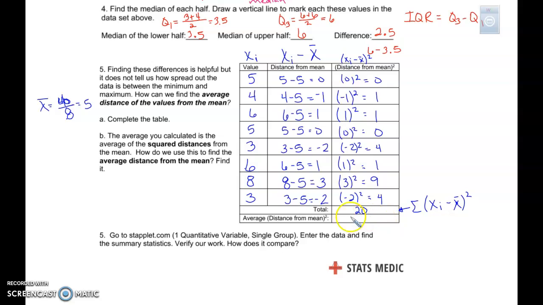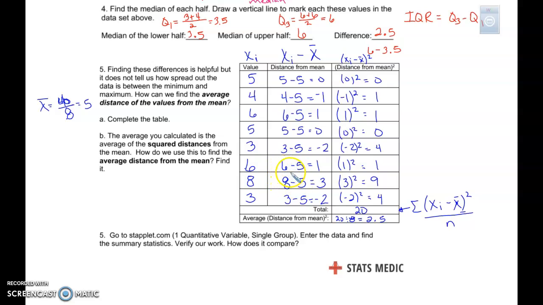Okay? Now, when you're finding the average, you divide it by how many numbers you have. So that's why you take the 20 and divide it by the 8 to get 2.5. Okay? Now, this is actually taking your summation and dividing it by n. It's finding the average of the distance from the mean.